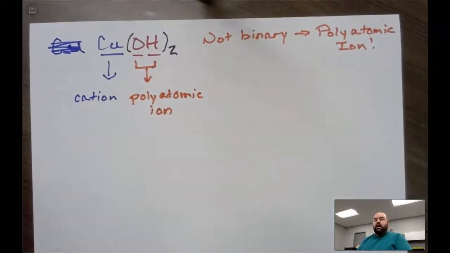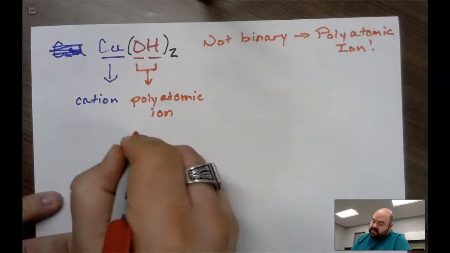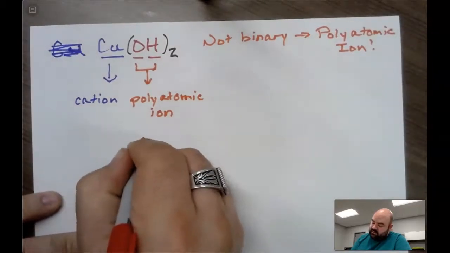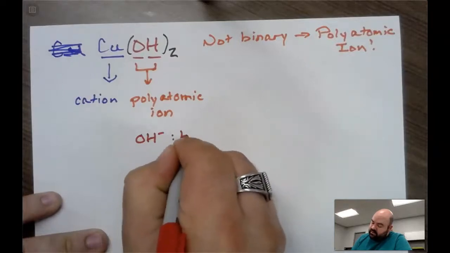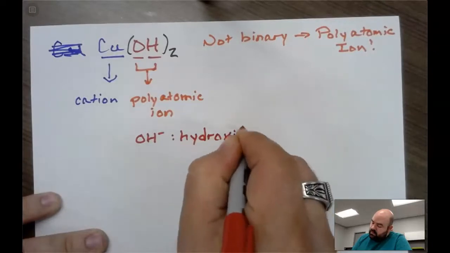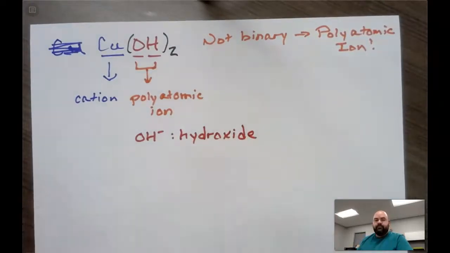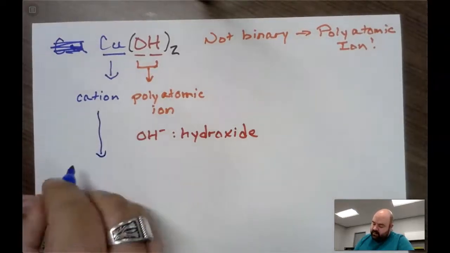Based on what we have learned from our chart, the polyatomic ion name for OH minus is hydroxide. And we know that our cation name here is copper.